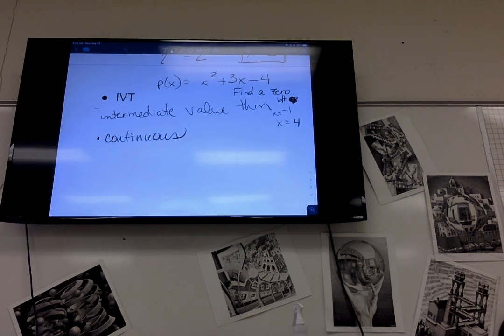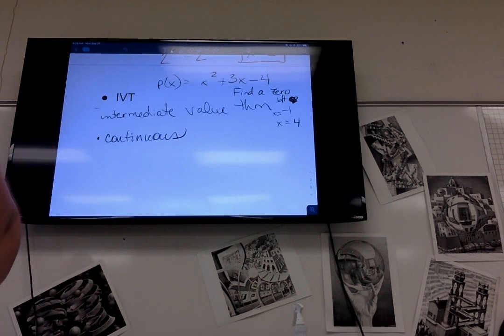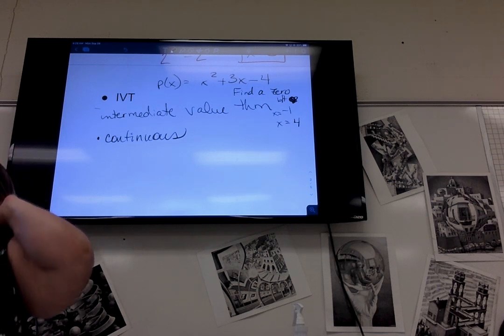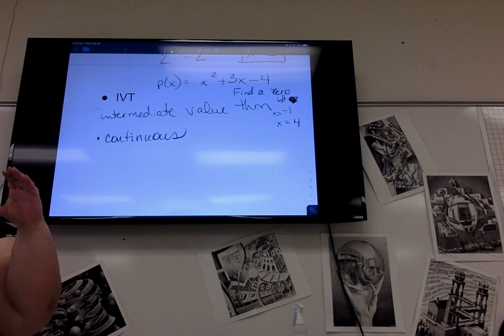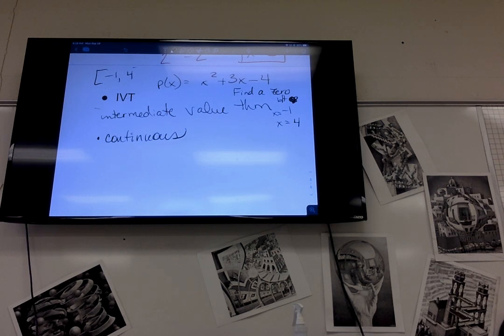In order to use the IBT, your first step is to determine if it's continuous. Well, P of x is a quadratic, so it's continuous. You only have to worry about it if it has a square root on the bottom, or if it has a fraction on the bottom with an x, then you might have an issue. They usually give you a range like that, so that would all be given to you.